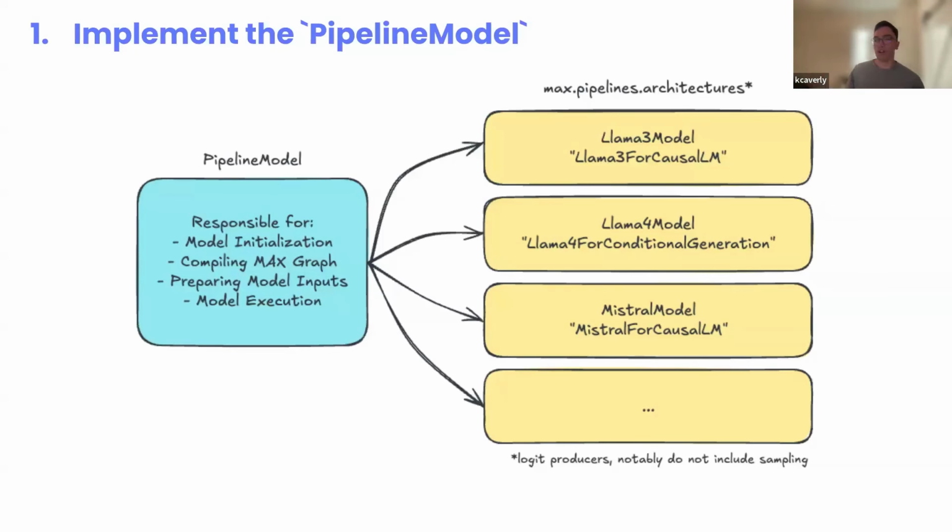Most notably, though, these are logit producers only. So these do not include sampling or anything like that. The expectation here is that we have essentially a series of inputs, which roughly is a token sequence, and we're producing this variable hidden state tensor at the end. And it is not the responsibility of the pipeline model to manage what happens after that tensor is created. It is the reason that we can actually use the pipeline model interface for both text generation and embeddings, because the expectation is the output is not a token, it is this embedding vector.